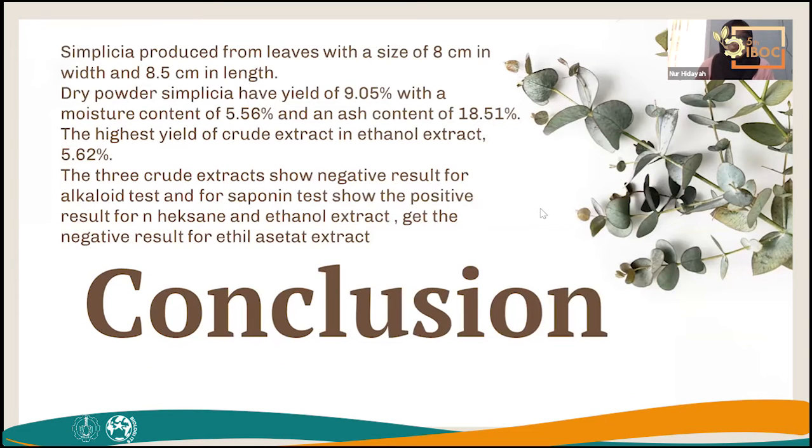And this is the last part of the presentation, the conclusion. The Simplicia was produced from leaves with a size of 8 in width and 8.5 in length. And then the dry powder Simplicia has a yield of 9.05% with water content of 5.56%, and the ash content is 18.51%. The highest yield of crude extract is in the ethanol extract, that is 5.62%. And the three extracts show a negative result for the alkaloid test, and the saponin test shows a positive result for the N-hexane and ethanol extracts, and a negative result for the ethyl acetate extract. Okay, thank you.